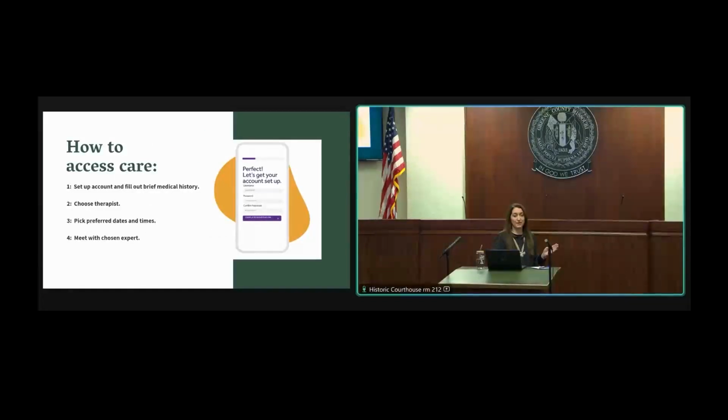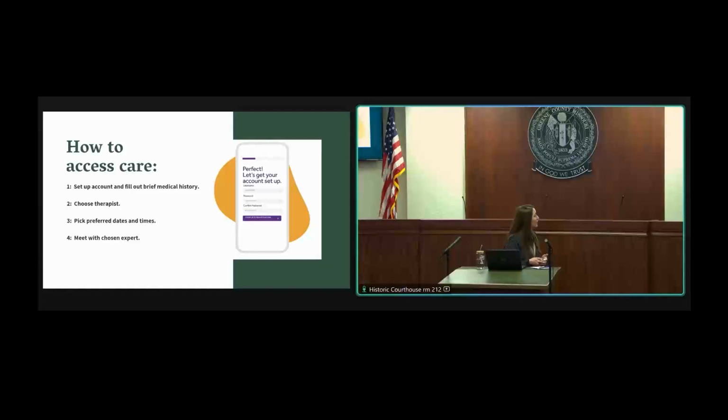The biggest thing with this one is it's free. It doesn't matter what insurance you're on with the county, you're free. And there is no limit on visits. The visits will take as long as needed. So how to access care, you can get the mobile app, and it is very easy.